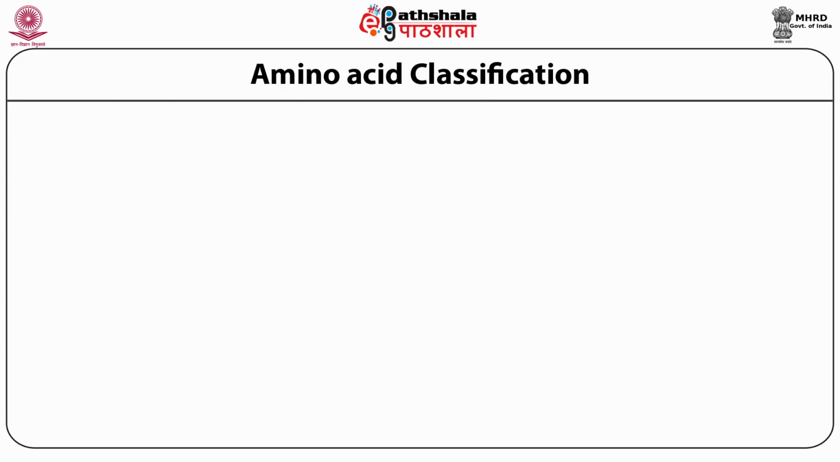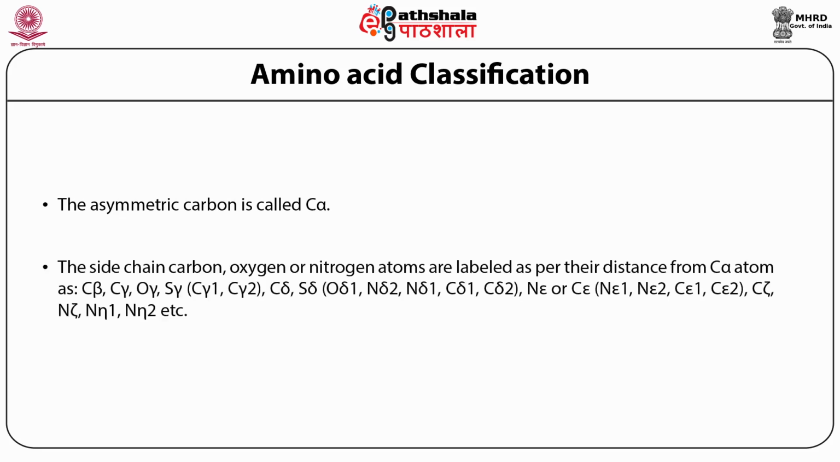IUPAC nomenclature for the amino acids. The asymmetric carbon is called C alpha. The side chain carbon, oxygen or nitrogen atoms are labeled as per their distances from the C alpha atom. Like the atom next to C alpha will be called C beta.